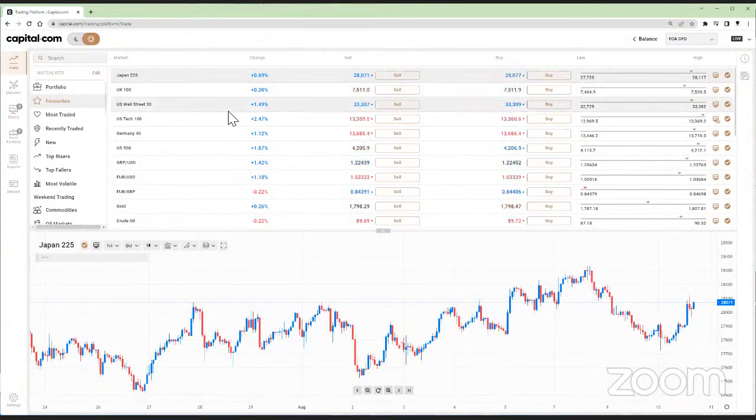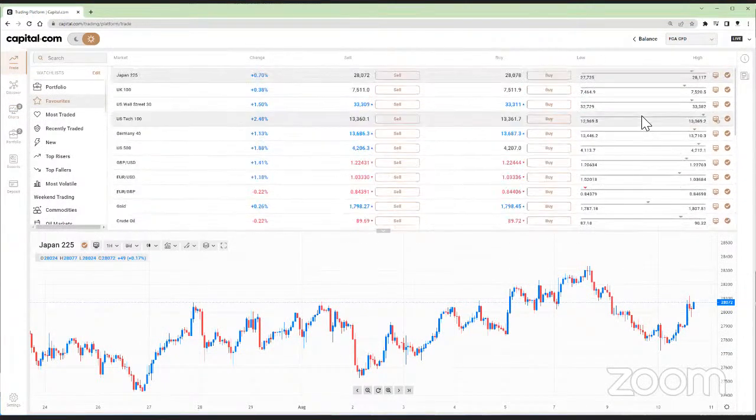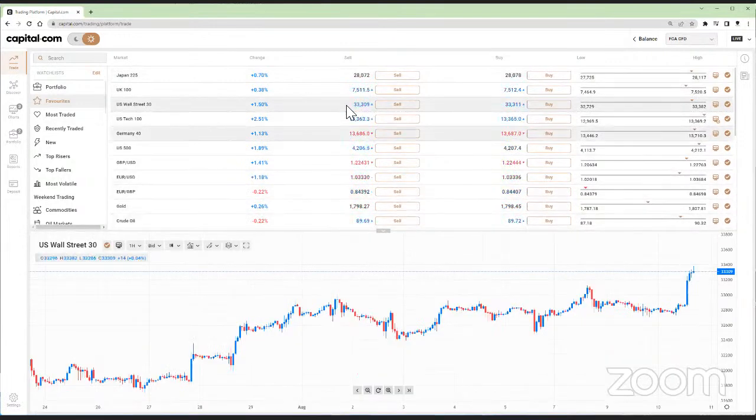Okay, yeah, so I did say I want to show you the hedging. So very important, very important. So if you think the market will go up based on your analysis, so this is US 30. So let me just make a trade. So buy means you think the markets will go up, and you sell if you think the markets will go down. So this is my US 30.